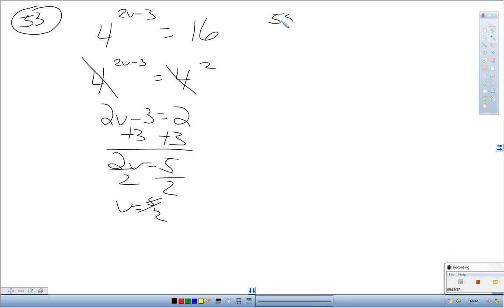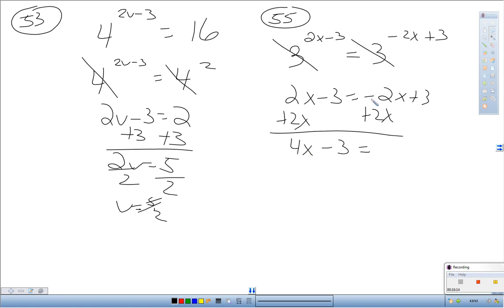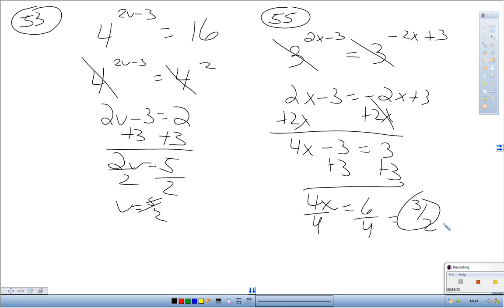All right, for 55, I have 3 to the 2x minus 3 is equal to 3 to the negative 2x plus 3. And thankfully, they're the same base, so they cross out. So 2x minus 3 equals negative 2x plus 3. I'm going to add 2x to both sides. That gives me 4x minus 3 equals 3. I'm going to add 3 to both sides. That gives me 4x is equal to 6. And I'm going to divide by 4. So that gives me 6 over 4, which reduces to 3 over 2. All right, moving on to 57.